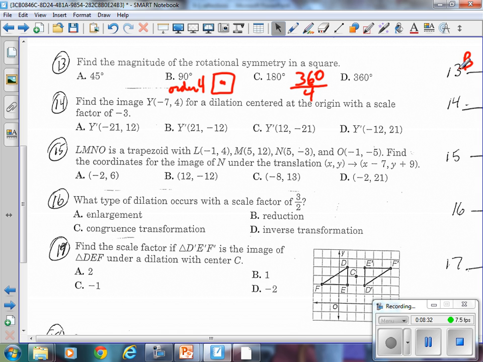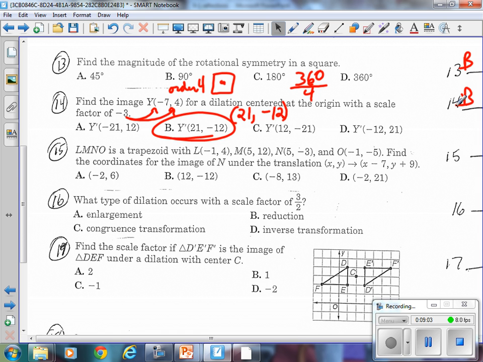Find the image of -7, 4 for a dilation centered at the origin with a scale factor of -3. All you do with scale factor is take the scale factor times each of the X and Y. So here -3 times -7 is going to give us positive 21. -3 times 4 is going to give us -12, which is B right there.